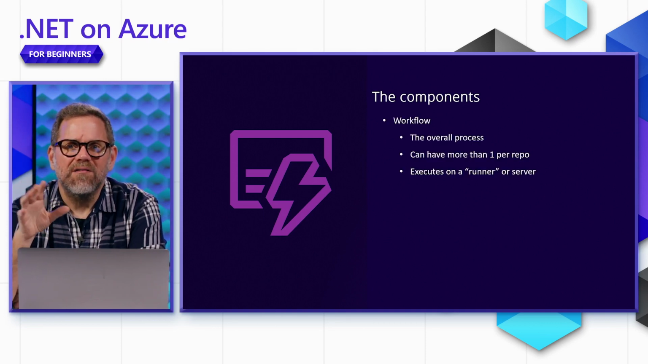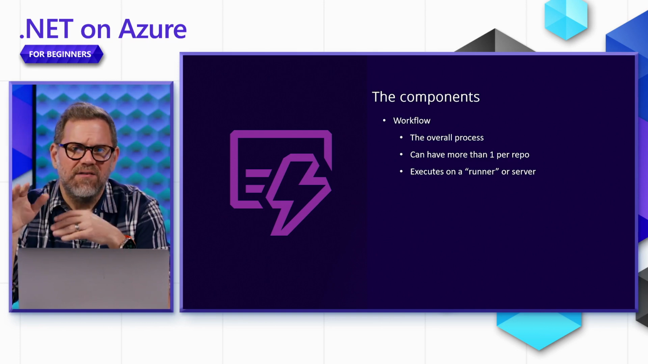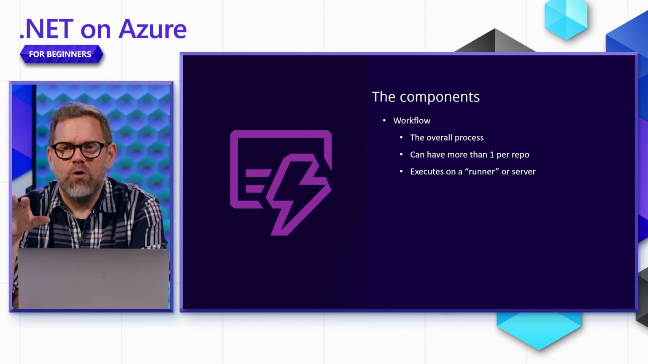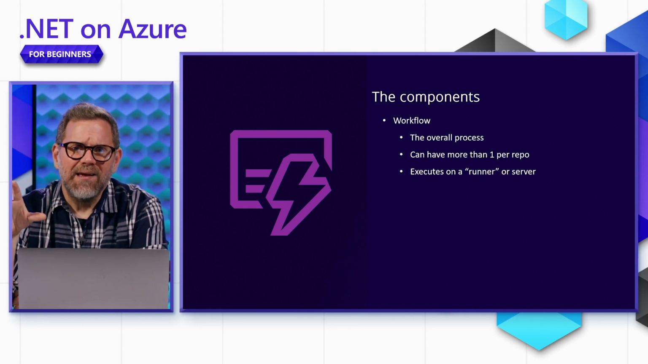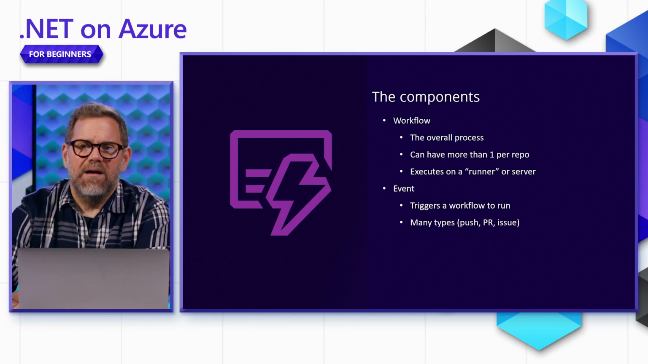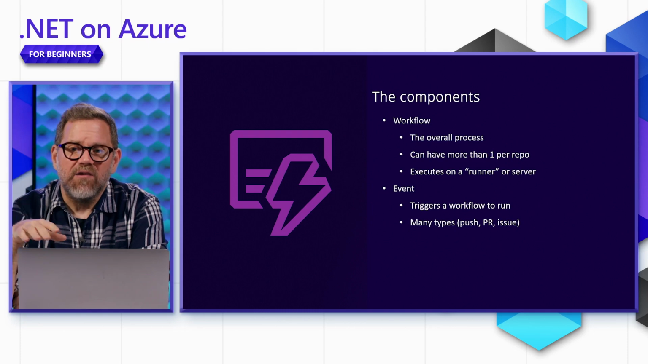So the first off is the overall workflow, and it's the overall process that runs when the action gets kicked off. Now, you can have more than one workflow per repository, which is great. And the workflow itself executes on a runner or a server. Now, the server could be Windows, it could be Ubuntu Linux, or it could even be Mac OS. So the execution context is running on a server, and you have the differences amongst that. And then you have events. Events are what's going to kick off that workflow. And like I mentioned before, there are many different types of events that you could have.